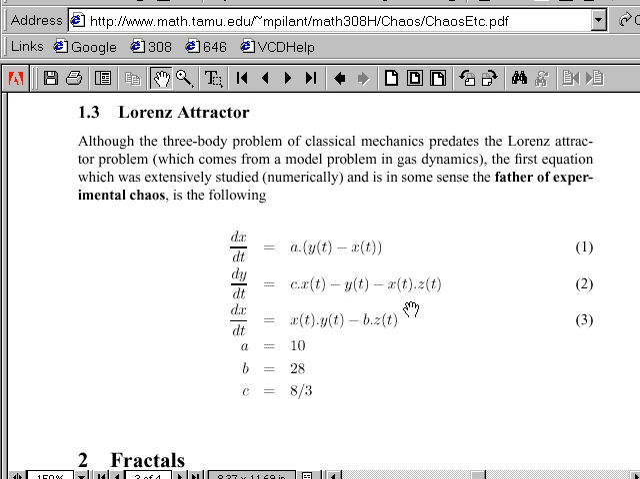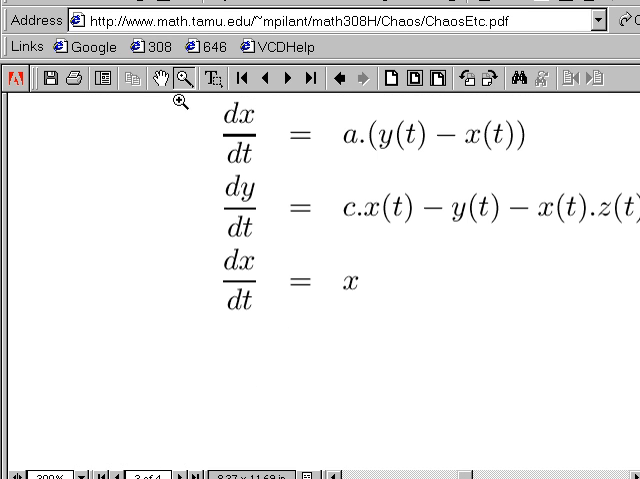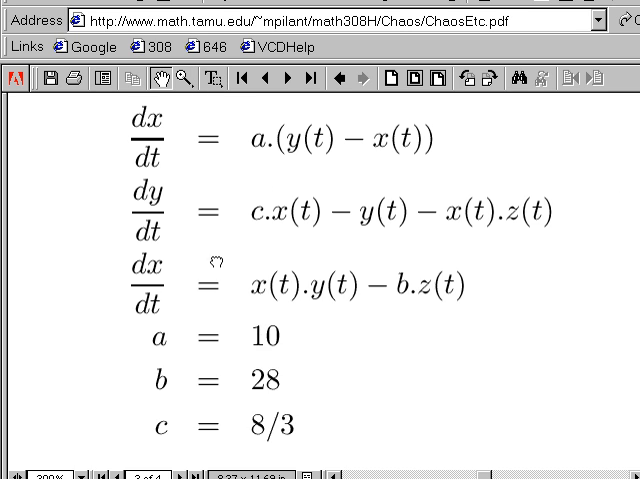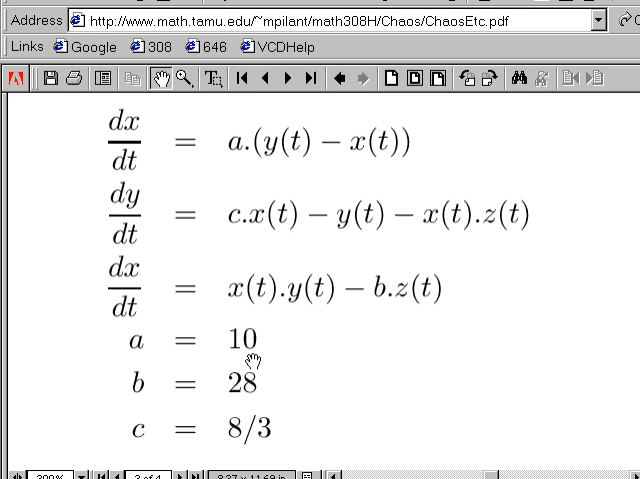This is actually a very famous example of a chaotic system. The Lorenz attractor is a very interesting set of differential equations. So let's blow that up a little bit. Here's the set of differential equations. A takes on a certain value, 10, B is 28, and C is 8/3. This historically was a system of equations that Edward Lorenz used to study weather.